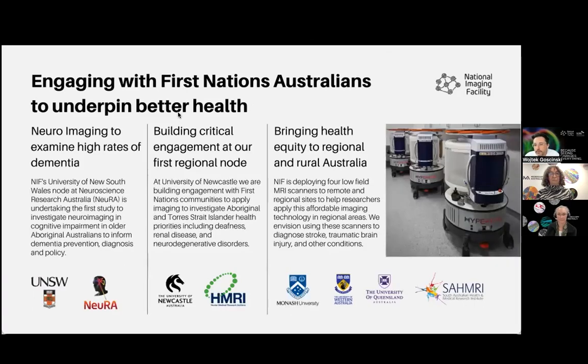NIF's University of New South Wales node at Neuroscience Research Australia is undertaking the first study to investigate neuroimaging cognitive impairment in older Aboriginal Australians to inform dementia prevention, diagnosis, and policy. NeuRA is engaging the Australian Aboriginal community to investigate structural and pathological brain changes that underlie the high rates of dementia and cognitive decline in older Aboriginal Australians.